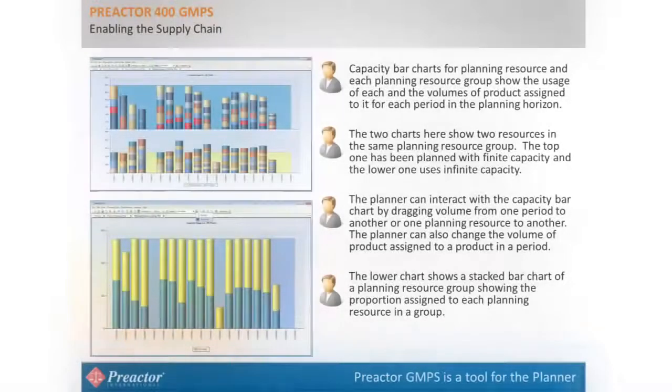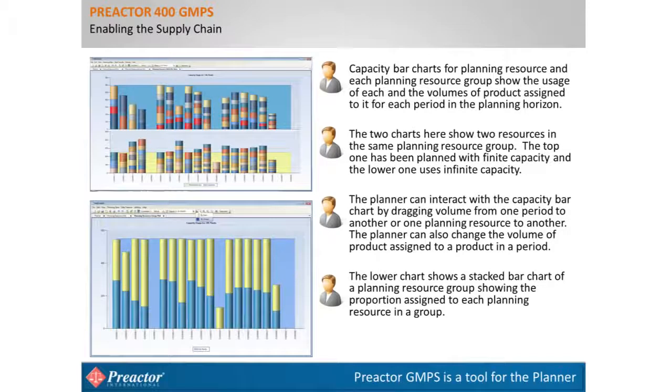There are also bar charts showing resource capacity usage. Each bar represents a batch of a product assigned to the resource in each period. Again, these are interactive. Batches can be dragged from one period to another and the impact seen on the stock levels.